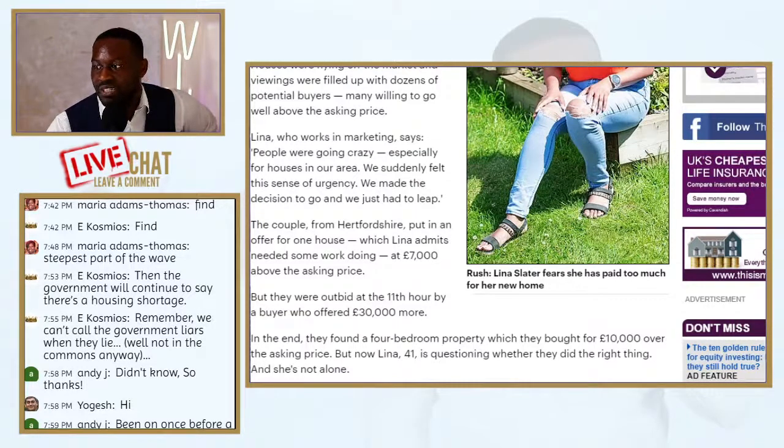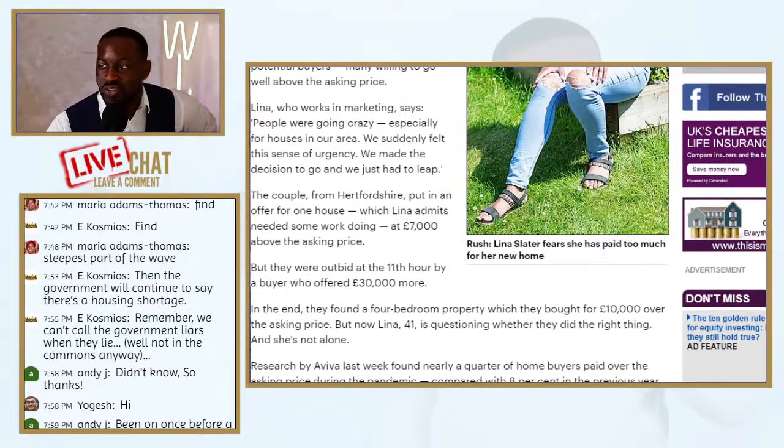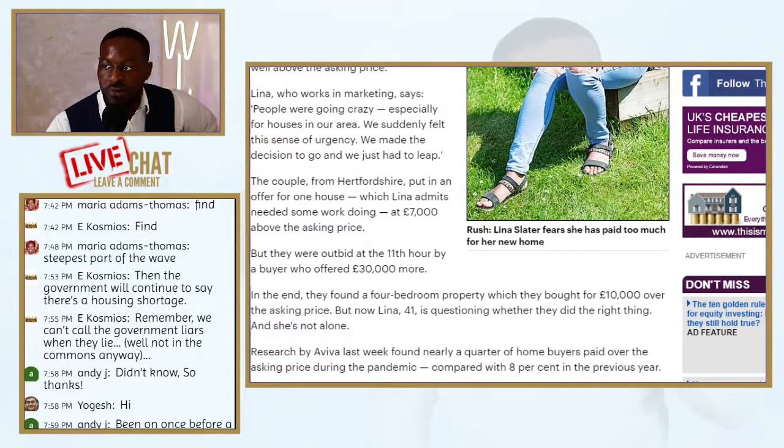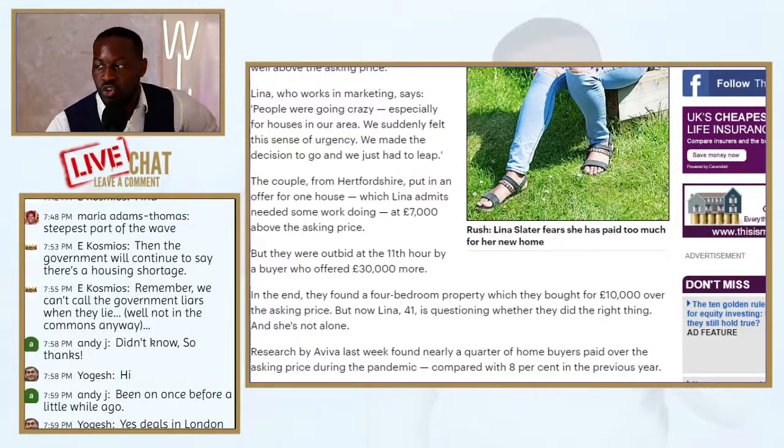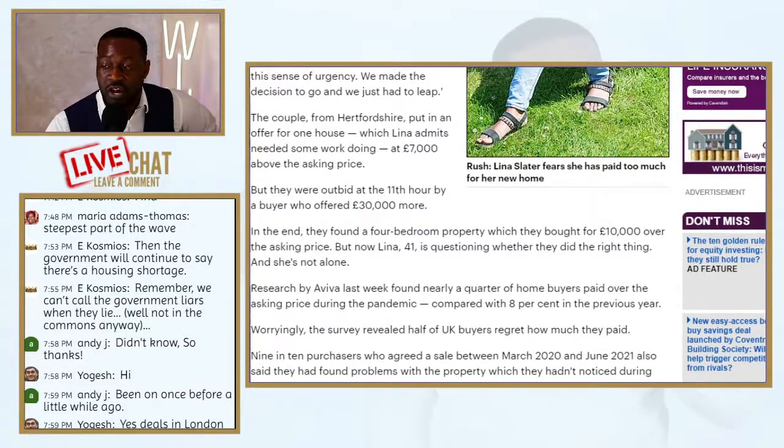We suddenly felt this sense of urgency. We had the decision to go and we just had to leap. The couple from Hertfordshire put in an offer for one house which Lena admits needed some work doing at £7,000 above the asking price, but they were outbid at the 11th hour by a buyer who offered £30,000 more.